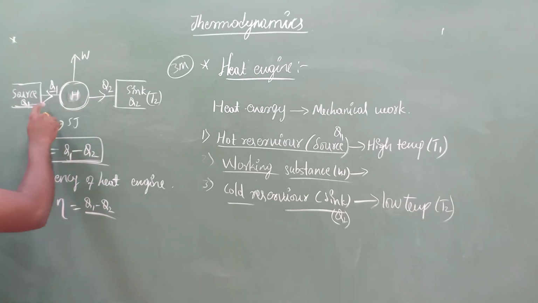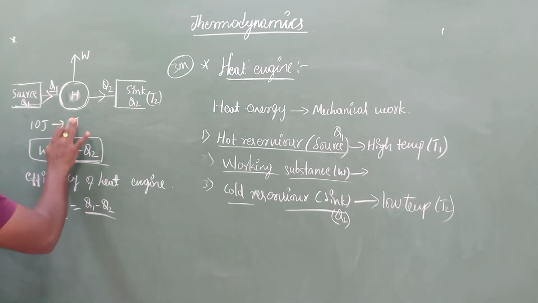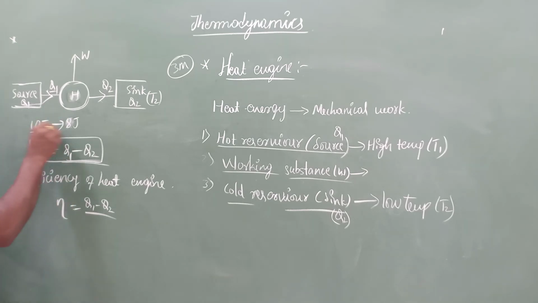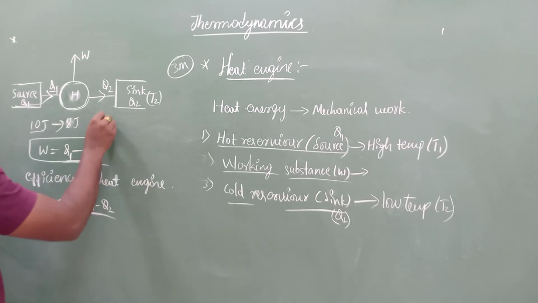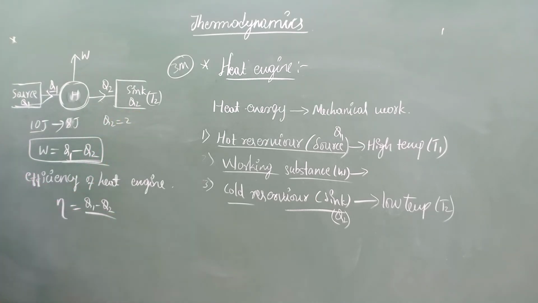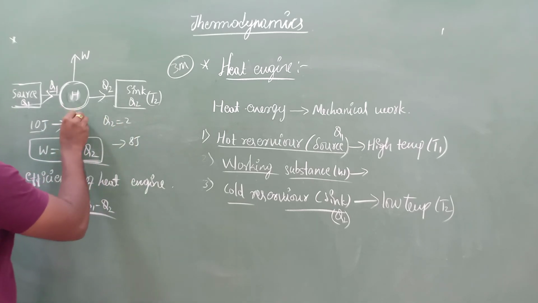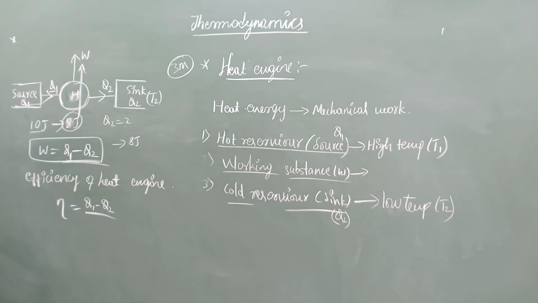Let me take an example: 8 joules of heat is converted into work. How much did you send? 10. What is the remaining? Q2 is 2. So 10 minus 2 is 8. So 8 joules is the total amount of work done. Next, what is the total amount of heat supplied to the system? That is nothing but Q1.